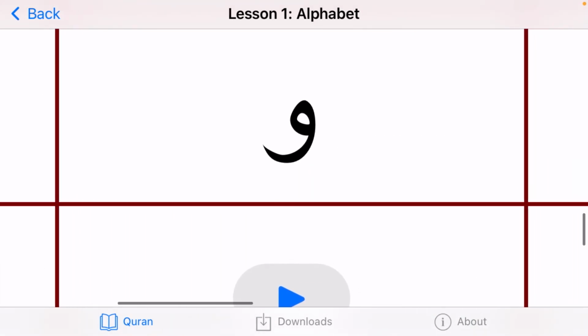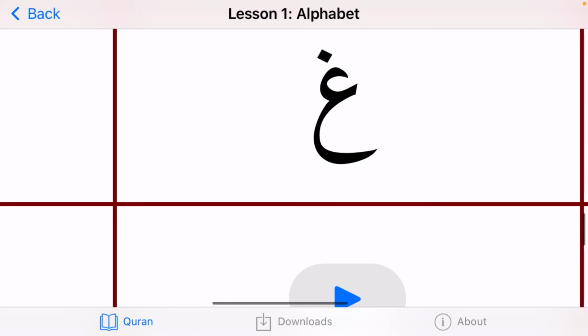What's this letter? It is wow. Again, fa, wow, and qaf look somewhat similar, but wow has no dots as you can see. Fa has 1 dot above and qaf has 2 dots above. This one is wow.